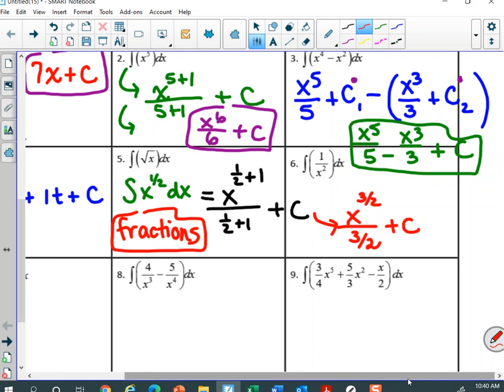And I don't even let my pre-calcs leave stuff like this. I do not let you leave things divided by fractions. No way. When you divide by a fraction, you multiply by its reciprocal. So x to the 3/2 divided by 3/2 needs to be 2/3 times x to the 3/2 plus c. Some elementary teachers spent a lot of time teaching you keep, change, flip. So I'm going to make sure we still do that, right? Keep, change, flip.